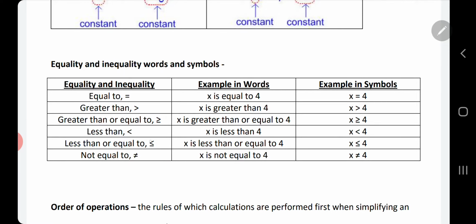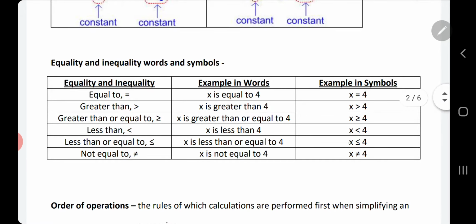Less than or equal to. Kind of the same thing as greater than or equal to. We just have that little line underneath indicating that we can be the number as well. So x is less than or equal to 4. Once again, we can be 4, but we can also be numbers such as 3, 2, 1, 0, etc.